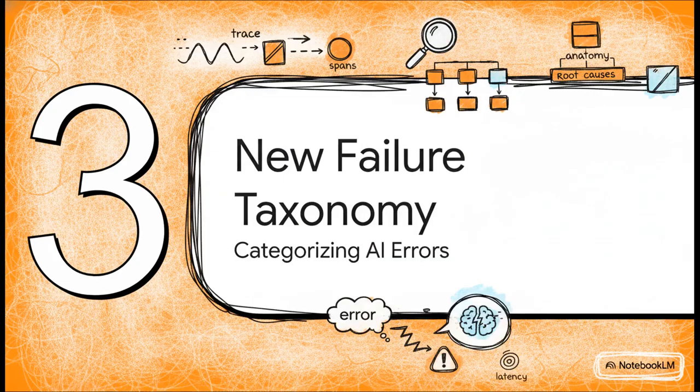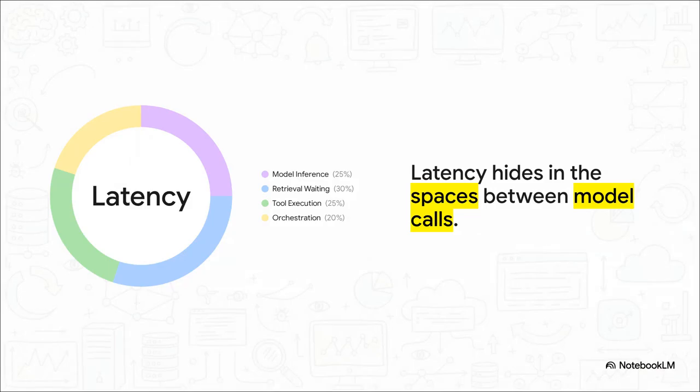Okay, section 3, the new failure taxonomy. With our traces and spans firmly in place, we can finally start demystifying the real root causes of AI failures and latency. We've all heard the complaints. The AI is too slow, or costs are spiking. Well, breaking down the workflow time and cost shows exactly where that latency is hiding. And surprise, it's often in the retrieval wait times, tool execution, or orchestration loops, rather than the model inference itself.